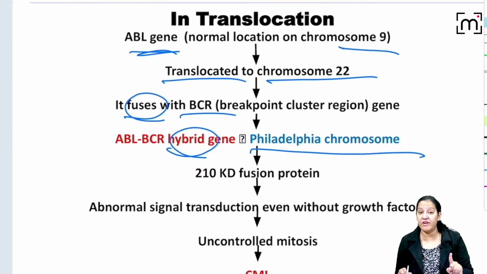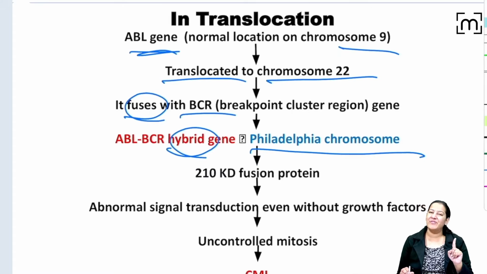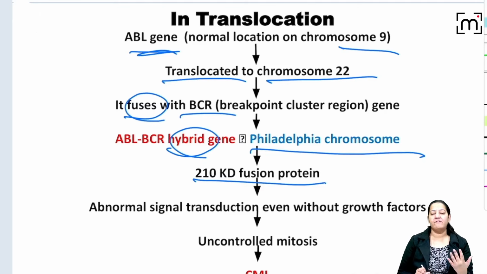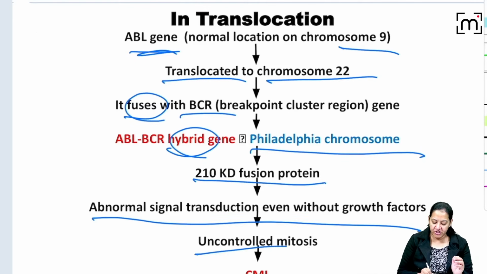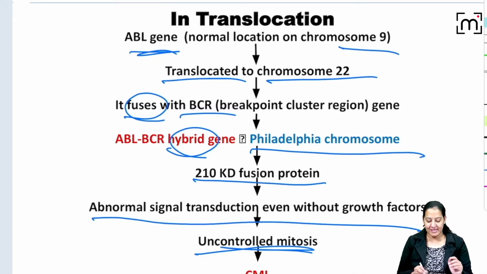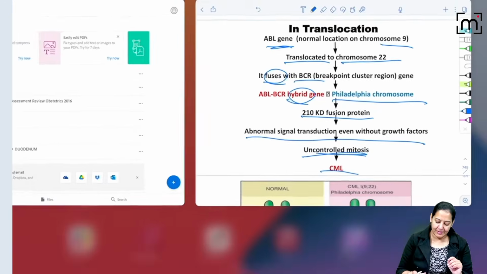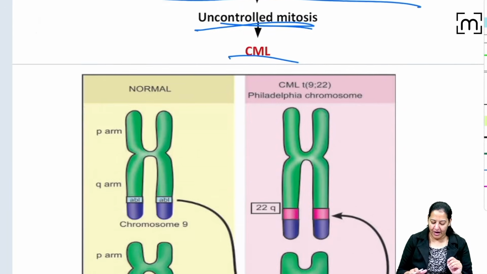So what is the Philadelphia chromosome? It's a very important MCQ. It's chromosome number 22 on which the fusion or hybrid gene is formed. It is a 210 kilodalton fusion gene, right? It results in abnormal tyrosine kinase activity, because of which uncontrolled mitosis takes place and it results in CML. So this is the complete pathogenesis of CML. I hope you got it.